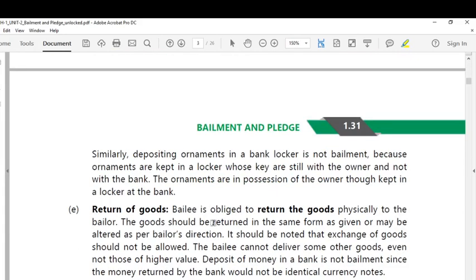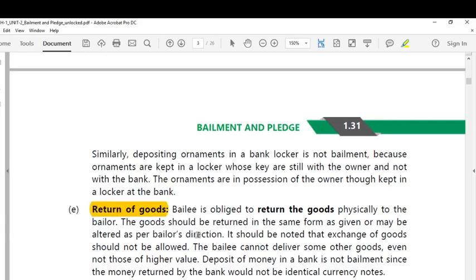Similarly, depositing ornaments in a bank locker is not a bailment because ornaments are kept in a locker whose key is still with the owner and not with the bank. The ornaments are in the possession of the owner only, though kept in the locker at the bank. So that is why students have to understand the possession should be transferred to the bailee to call him a bailee. Right.